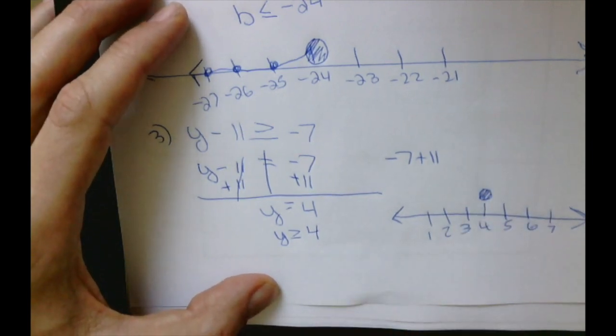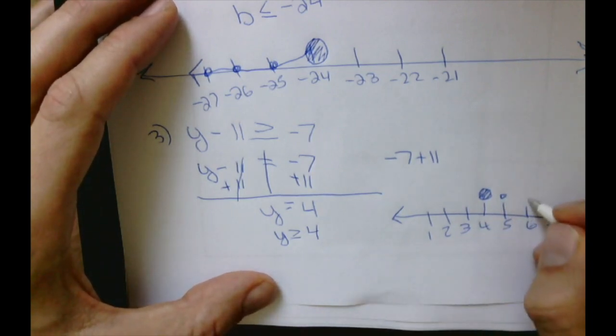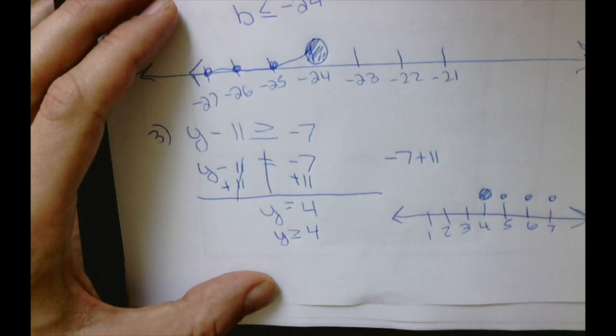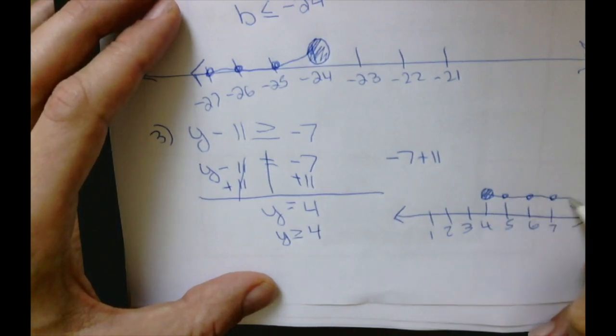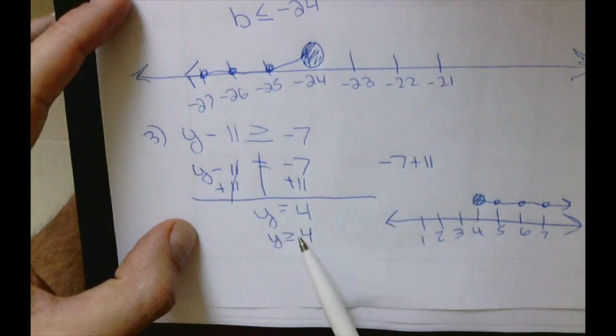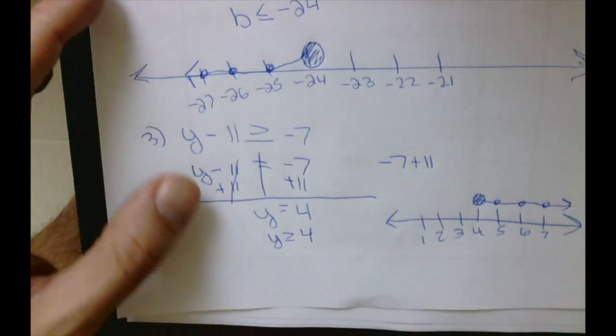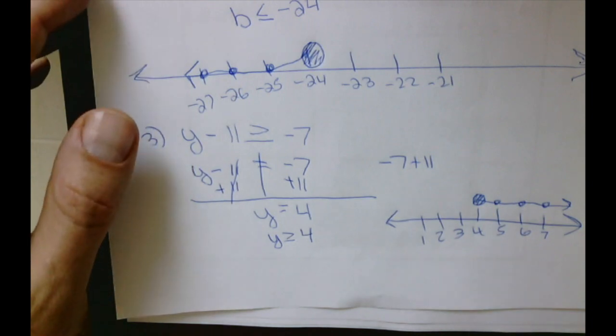I think about what possible solutions there are. I think 5 is a possible solution. I think 6 is. I think 7 is. I connect my dots, draw an arrow in this direction. So my answer is y is greater than or equal to 4. And here's my inequality in a number line.